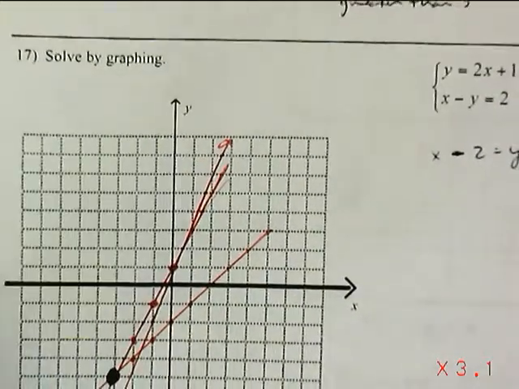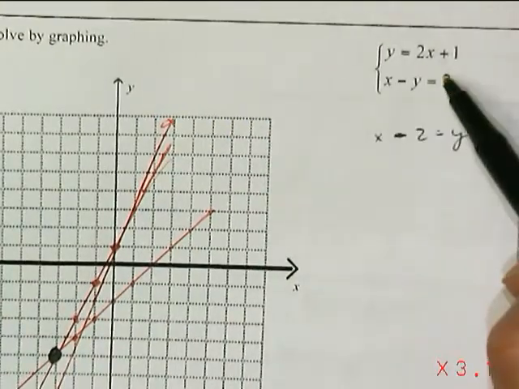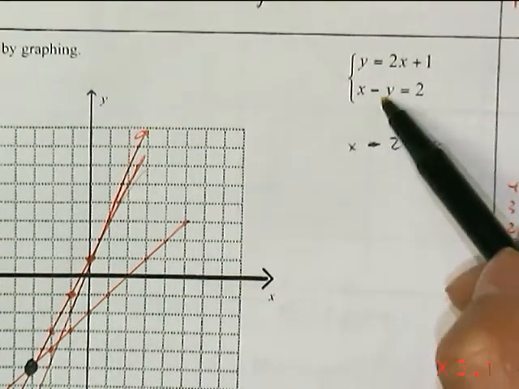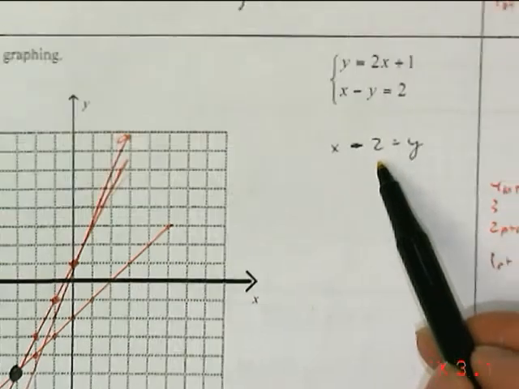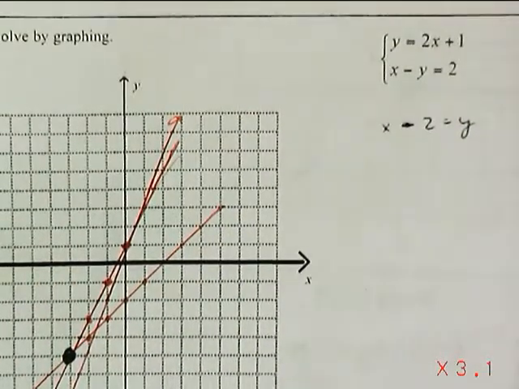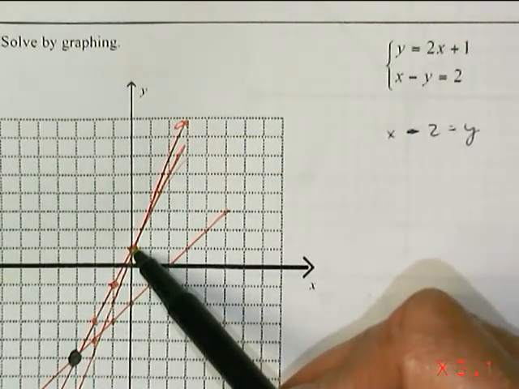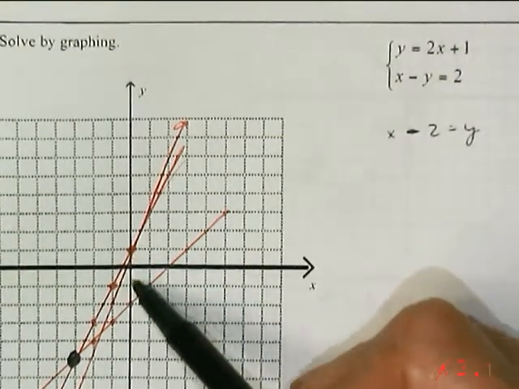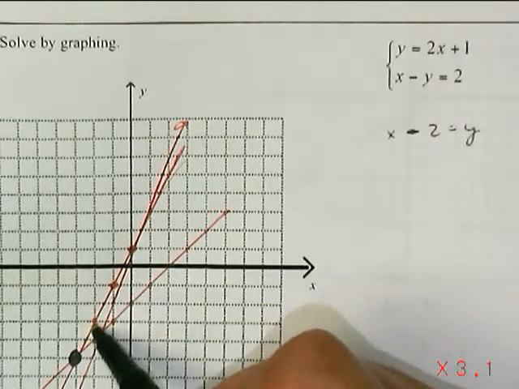Question number 17. I'm solving this system of inequalities by graphing. Notice how I'm going to get the second one into slope-intercept form. I added y to both sides, then subtracted 2. I get y equals x minus 2. Once you graph it, y equals 2x plus 1. I have my y-intercept of 1 here and a slope of positive 2, so I'm going to go down 2, left 1, negative 2, negative 1. And you can actually take that all the way down.